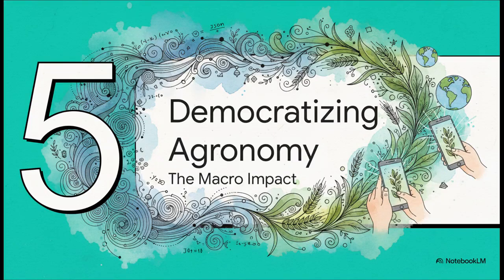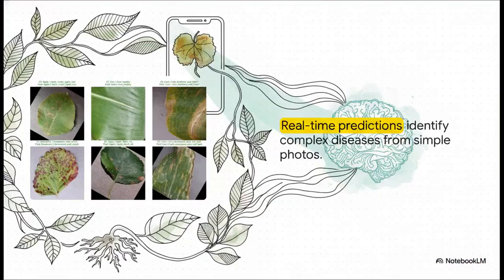Finally, Section 5. Democratizing agronomy and the macro impact. Let's zoom back out and see what these tiny mathematical weights, quantization tricks, and JSON outputs actually mean for humanity on a global scale. In practice, this is exactly what it looks like. An expert agronomist stuffed right into a smartphone. It instantly and accurately identifies complex diseases like cedar apple rust, apple black rot, and northern leaf blight, directly from a simple photo taken right out in the field.